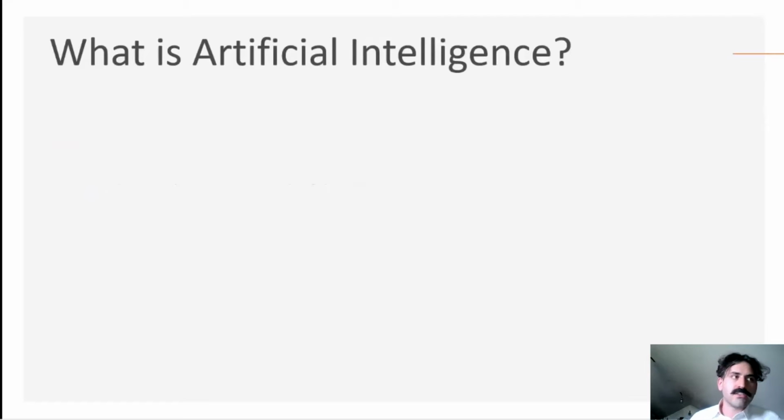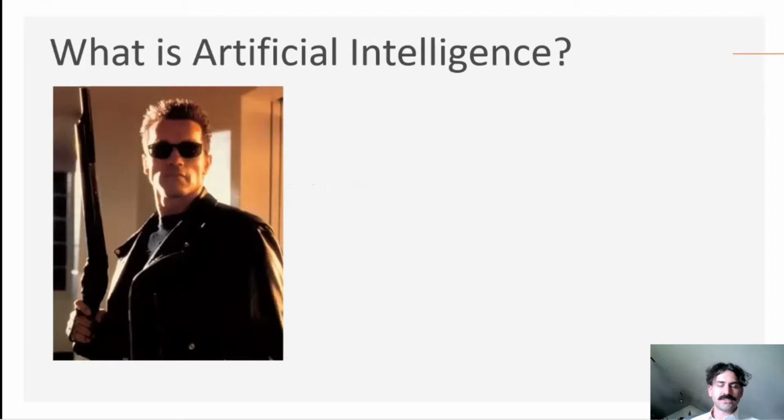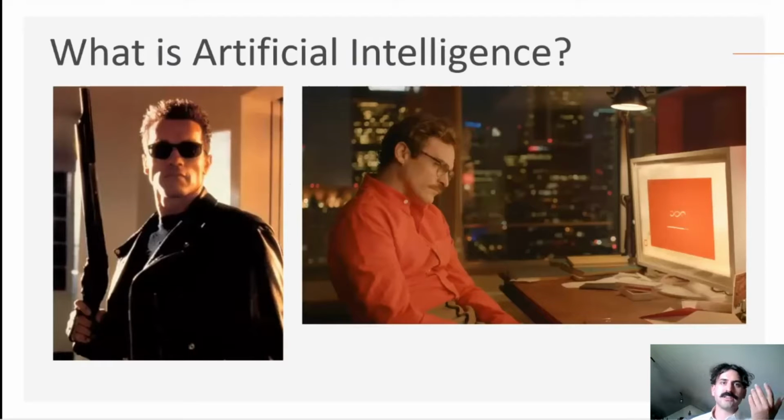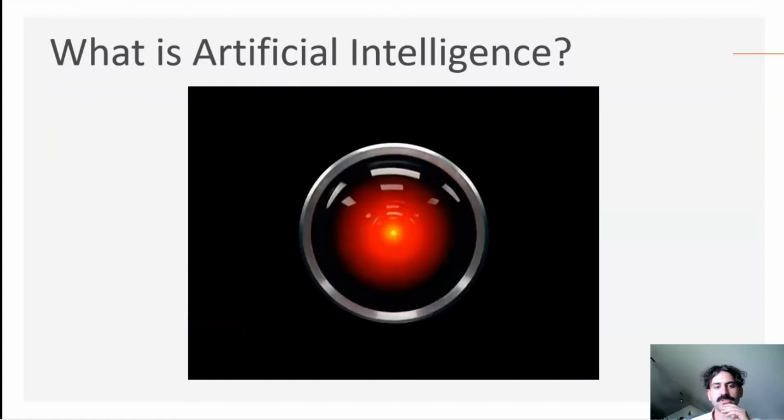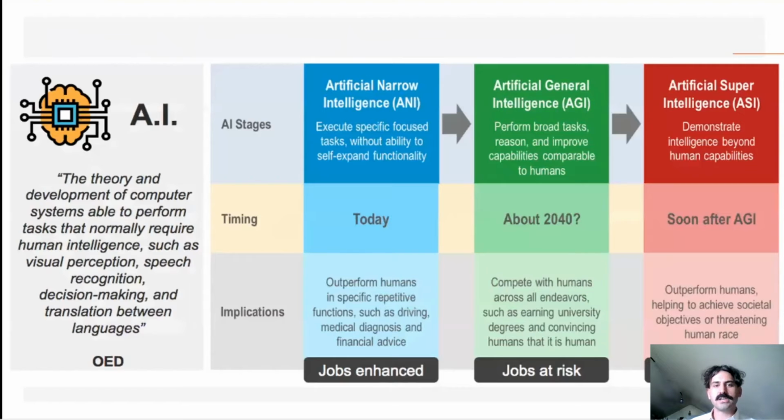Usually when people hear the phrase, they think of Arnold Schwarzenegger or the voice from Her. But this can't be further from the truth. Modern AI is very different from how it's portrayed in TV and cinema. These examples from science fiction are more what is called artificial general intelligence, whereas what we currently use in day-to-day life is more artificial narrow intelligence.